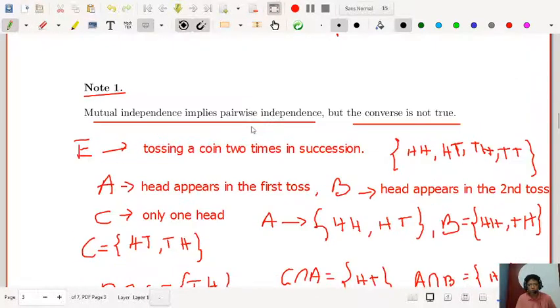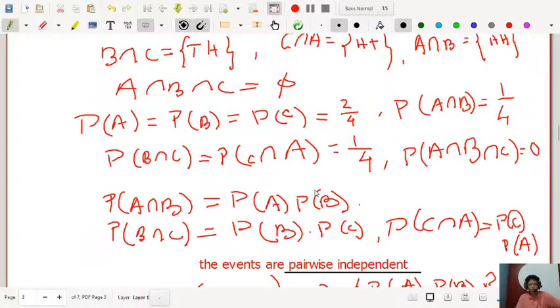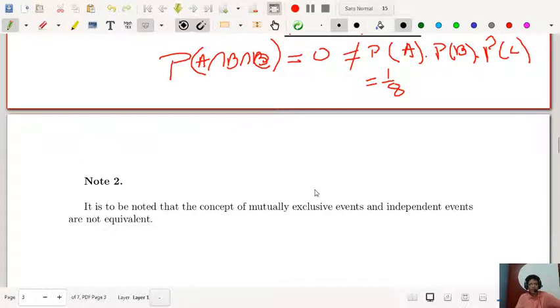So what was my observation in this thing? Mutual independence implies pairwise independence, but the converse is not true. That is, pairwise independence does not imply mutual independence, but mutual independence implies pairwise independence. So that is the very important conclusion, and the converse is not true. You can verify this with an example, right? Next observation.